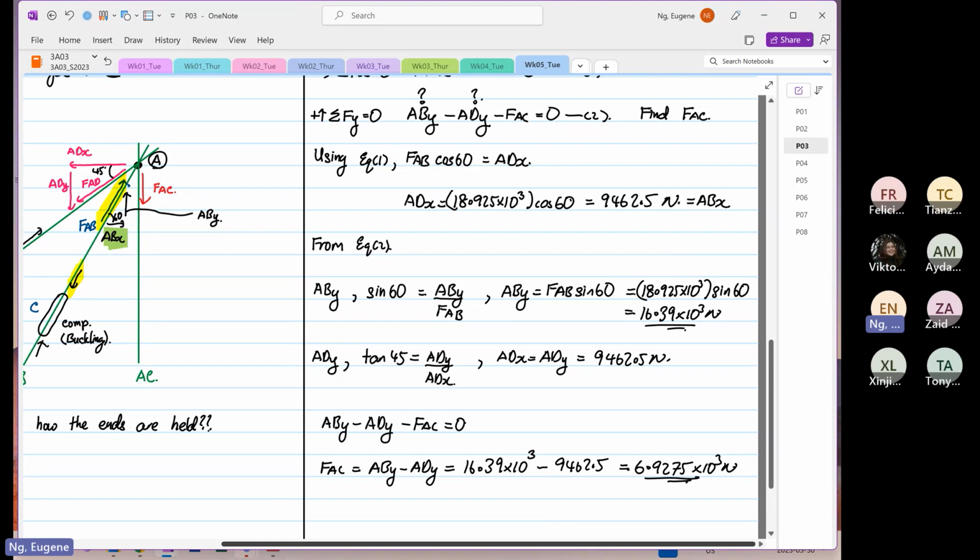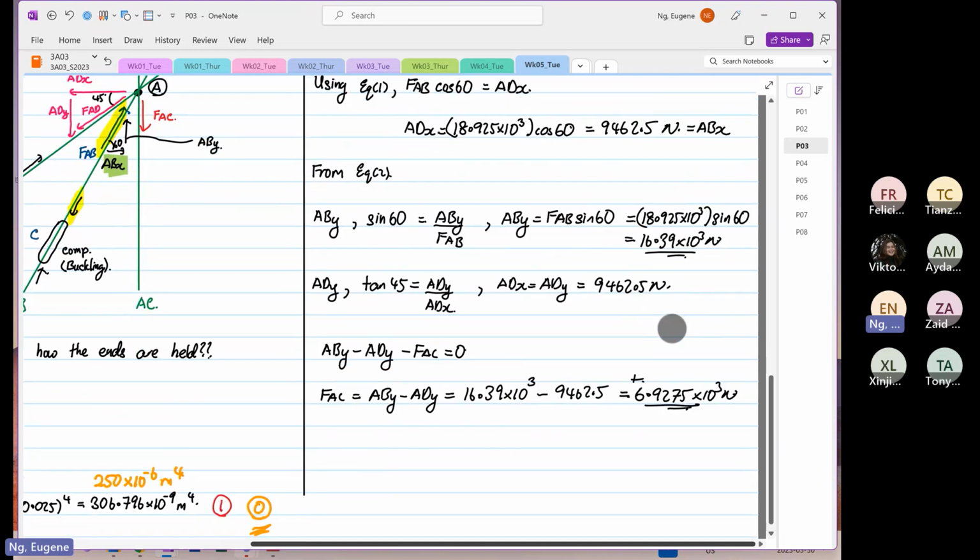Okay, and how to check whether your value is right or wrong? If this is positive, it's correct. If it's negative, start to panic. So 16.39 power 3 minus 9462.5, you get 6927.5.